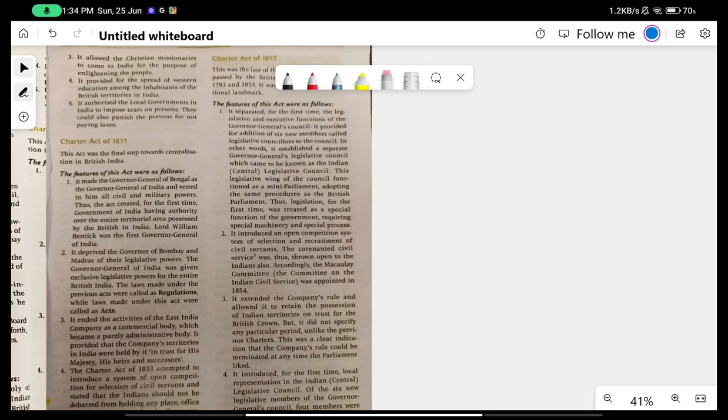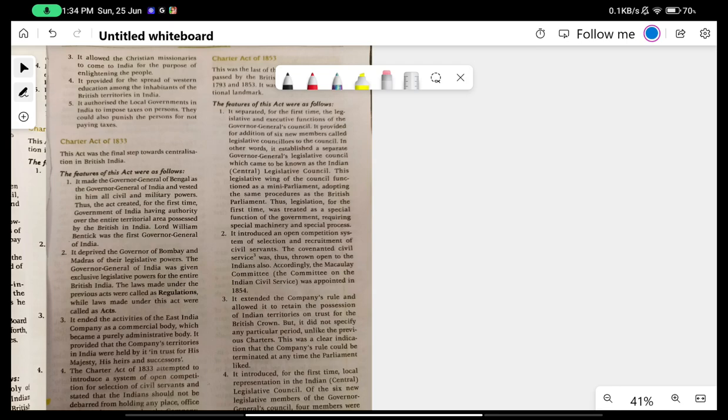But now they said that even higher civil services is also open for Indian people if they can enter into it through the examination. If they can successfully pass the examinations, then they can also sit for the higher civil services. They can also get appointed in higher civil services. Fourth point, the Macaulay Committee, the Committee on the Indian Civil Services, was appointed in 1854. So this Macaulay Committee decided all the rules and how the examinations of the civil services will take place, how the promotions will happen, how they would be posted at different places.